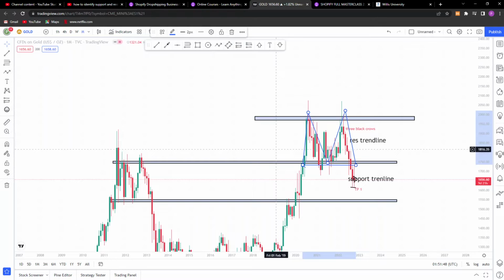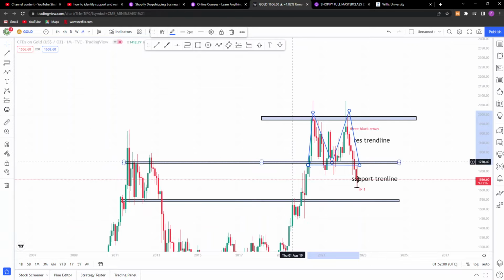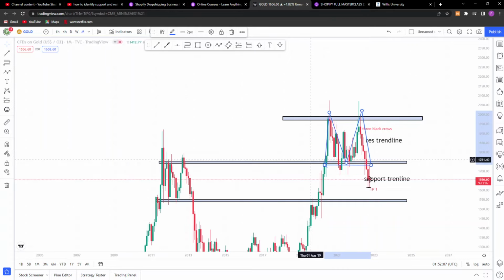So basically I divide my trades into two segments: market analysis and trade execution. The first thing on market analysis, you want to learn how to identify chart patterns because they actually give you a direction of where the market is actually going. You feel that? So this is an M formation.